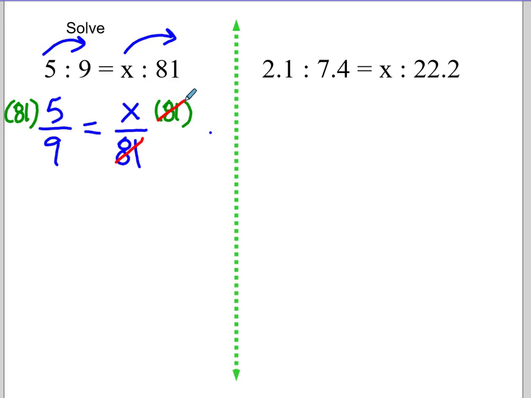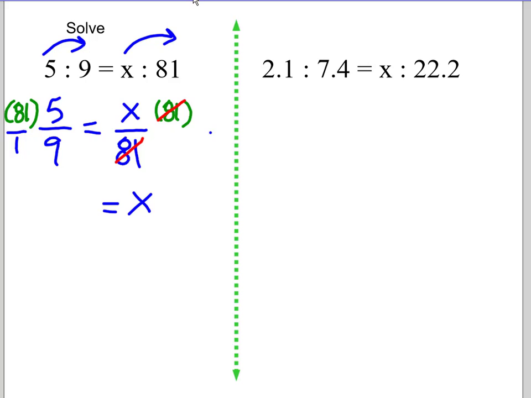So now my x is by itself, which is what I wanted. Okay, and now on the left-hand side, if I have to, I could put a placeholder in underneath that 81. Now I could multiply 81 times 5 and then divide all that by 9. That will work just fine.